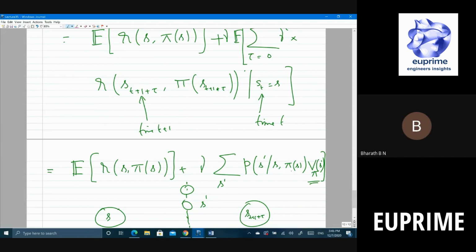Given that you are in state s and pi of s was your policy, now you go to s dash. The moment you go to s dash, what is the average value that you get? v pi of s dash, right? That's what you are getting here, right? This is the discounted reward for you starting in s, going to state s plus 1 in t plus 1 step, and subsequently going to some other state as it evolves. Is this fine? No questions?